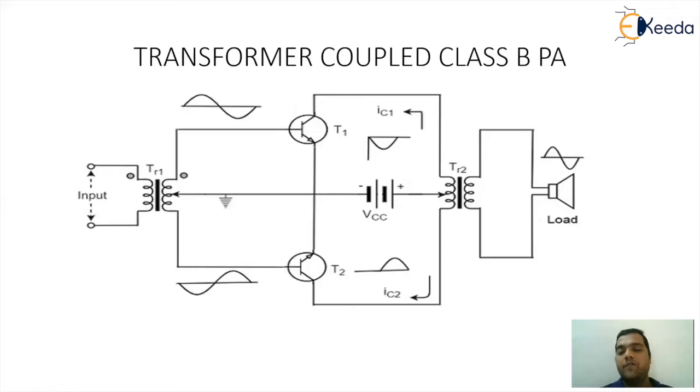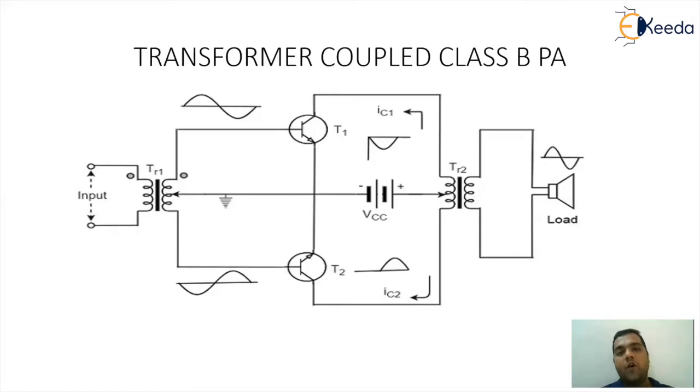So overall, if you observe, only one of the transistors will be on, the other transistor will be in the off state. And secondly, the direction of current IC1 and IC2, as you can see in the figure, is shown clearly. And the resultant current in the primary of the second transformer will be IC1 minus IC2. So it will be coupled to the secondary and then it will be given to the load.